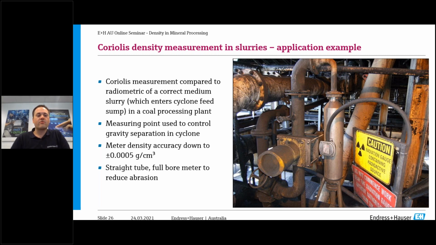And that measuring point was used for control. So normally radiometric is used for control as well, and we just compared the Coriolis meter to a radiometric measuring principle. The Promass I300 itself has a measuring density down to 0.0005 grams per cubic centimeter, so more accurate than the radiometric. And this application here was using a straight tube full bore meter designed to reduce abrasion.